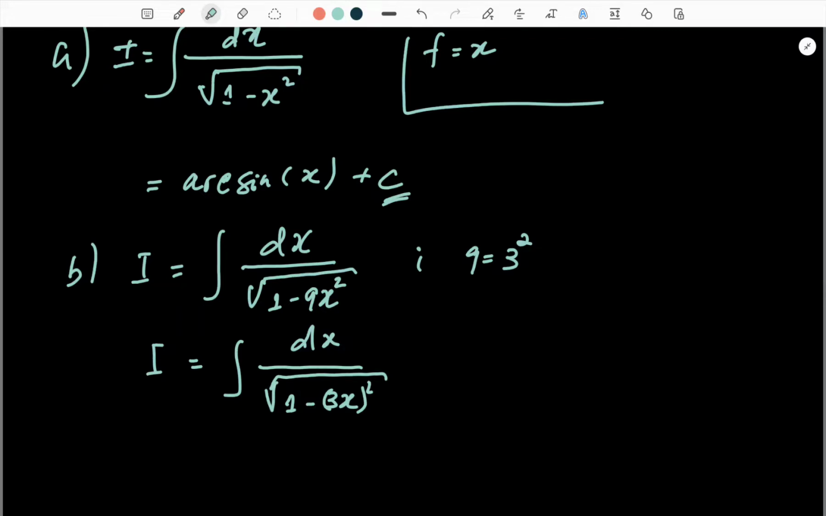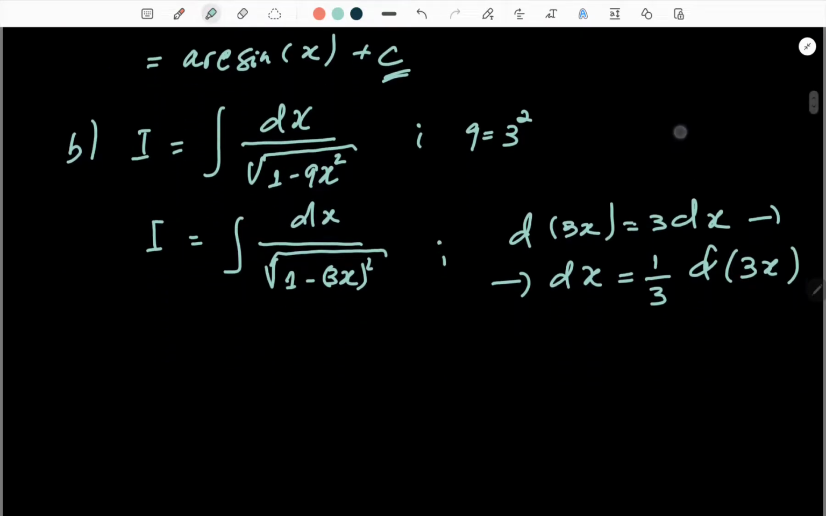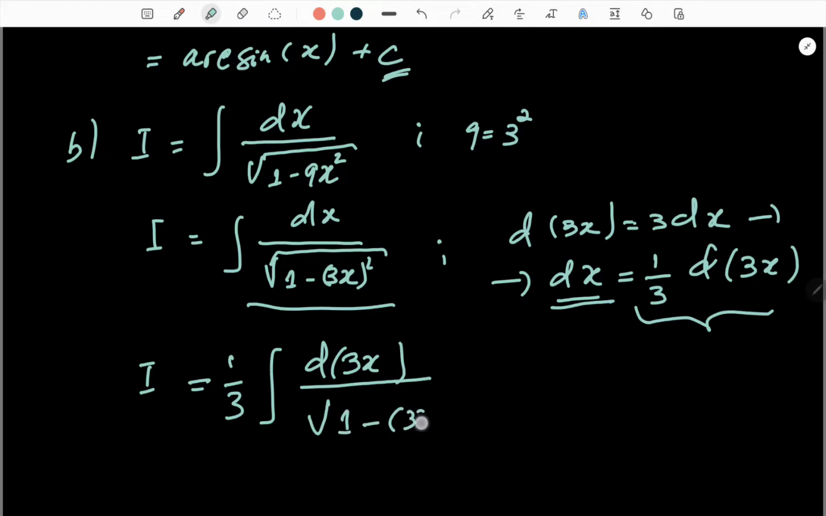The other thing we can observe is that the differential of 3x is equal to 3 times d of x, so d of x can be written as 1 over 3 d of 3 times x. This means that where we have d of x in our integral, we will substitute 1 over 3 times d of 3x. Now we have I equal to 1 over 3 times the integral of d of 3x over the square root of 1 minus 3x squared.